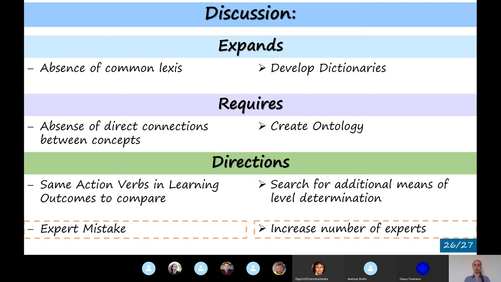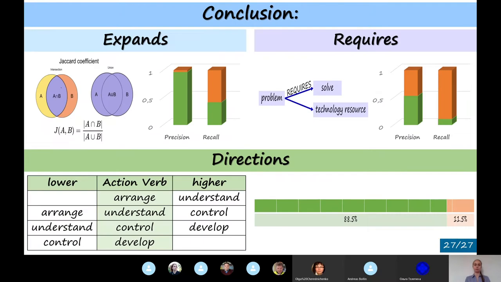We are all human, we all make mistakes, and I think that the option to decrease the number of these mistakes is to increase the group of experts who are working on evaluation. As a conclusion, I can say that Jaccard coefficient shows good results for determination of expanse relation, even though it does not determine all the relations which were determined by human experts. It also shows some relations which were missed by these human experts, which is definitely a positive result.